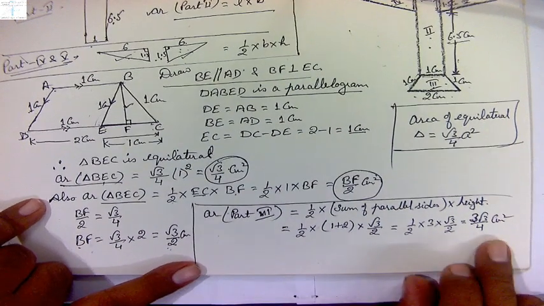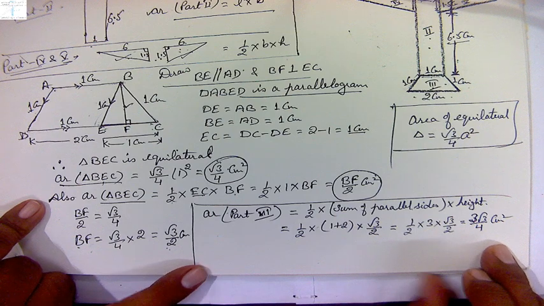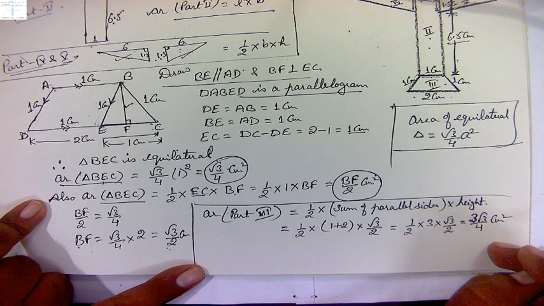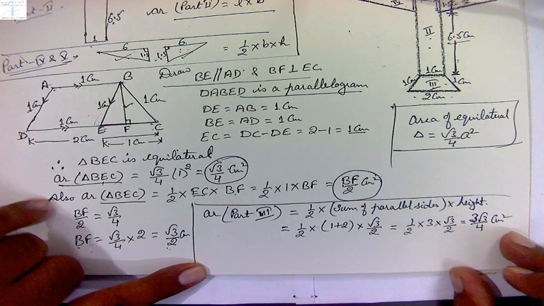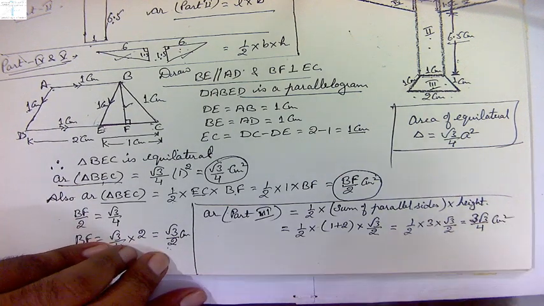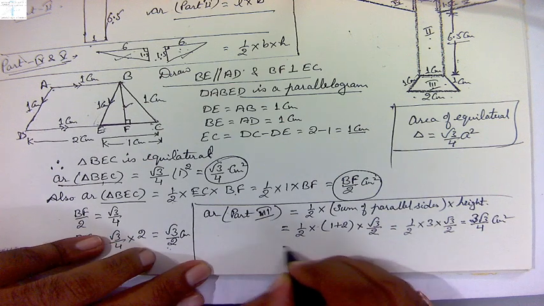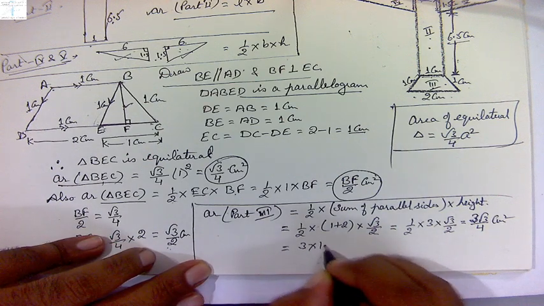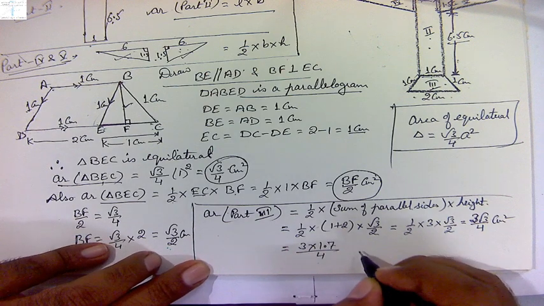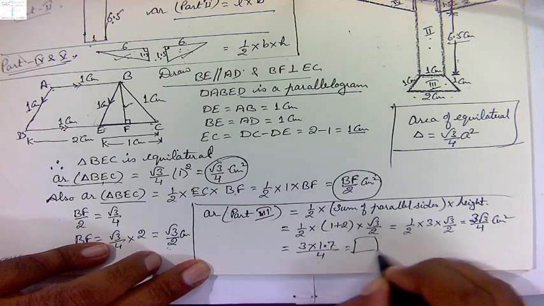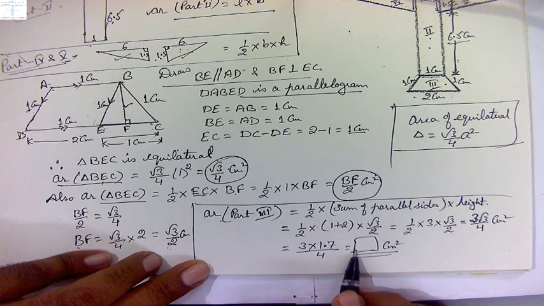But it is having under root 3 here. So we have the value of under root 3, that is 1.73. 1.7 you can take it and solve it further. So it is 3 multiply 1.7 upon 4. So calculate this area. This is the area of part 3.